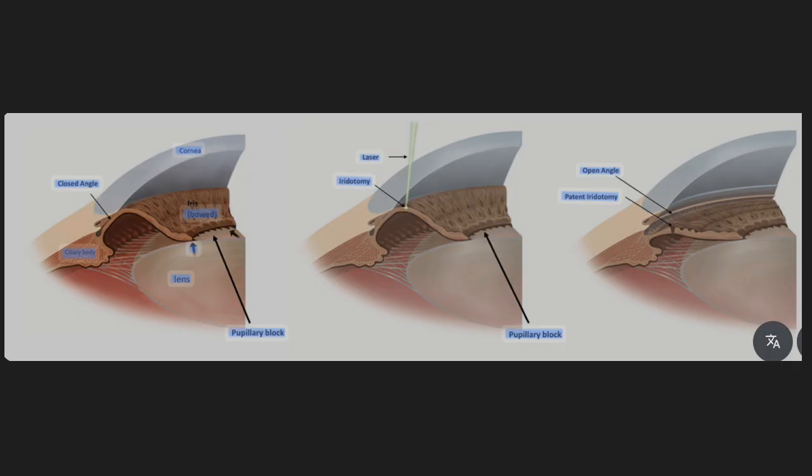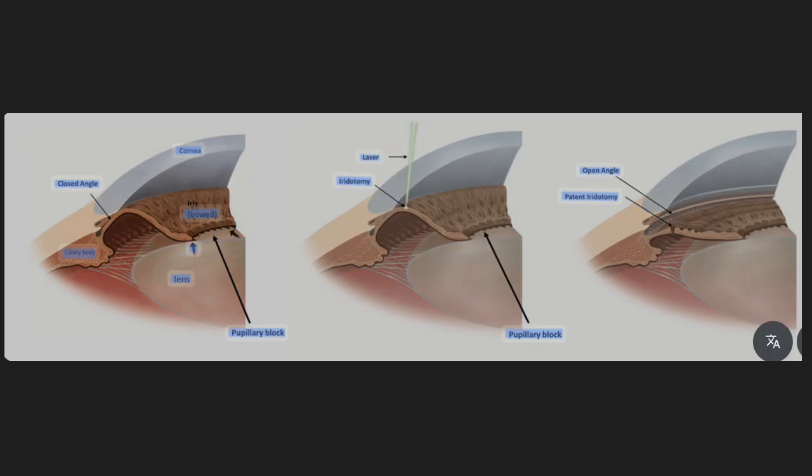What we can do to prevent this issue from occurring, or to reverse the issue if it's happening, is called a peripheral iridotomy. In this, the laser produces a hole out in the periphery of the iris, as shown, and this allows for the fluid to go in front of the iris without having to go through the pupil. So in cases of pupil block, we have another alternative route.